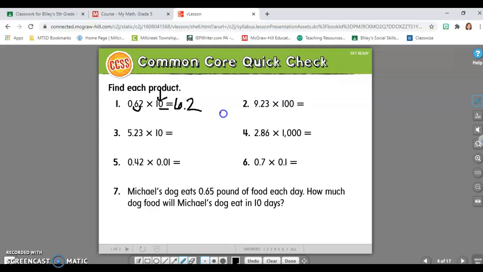Let's look at number 2. I have 9 and 23 hundredths times 100. I have 2 zeros. I'm going to move my decimal 2 times to the right. 1, 2. My answer should be 923.